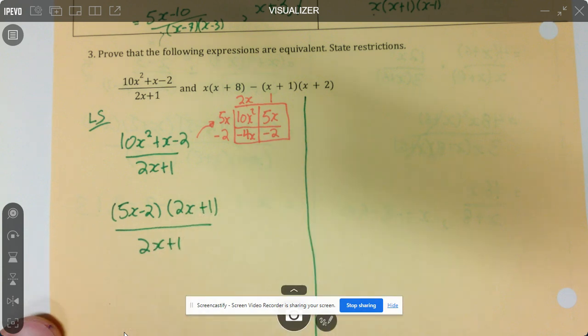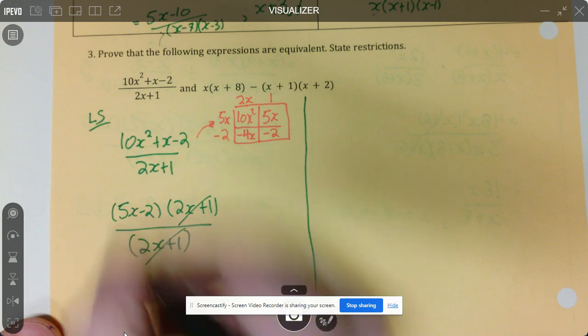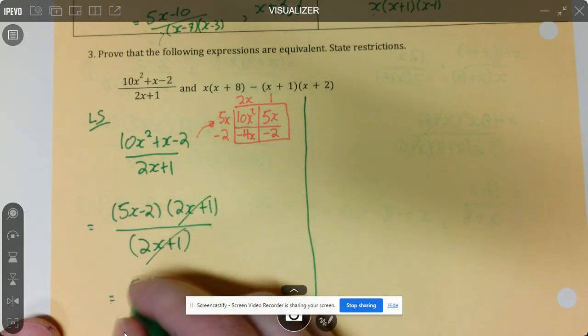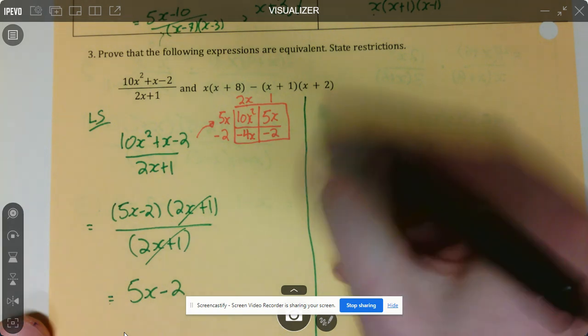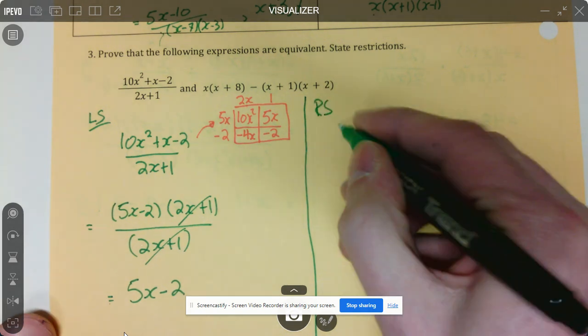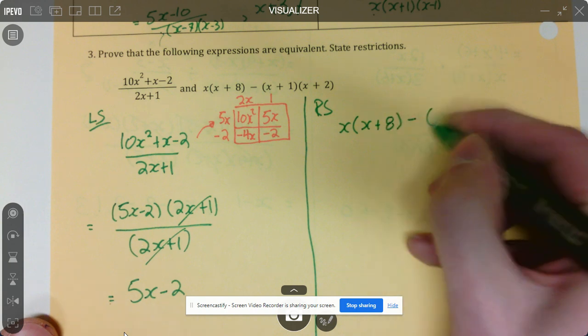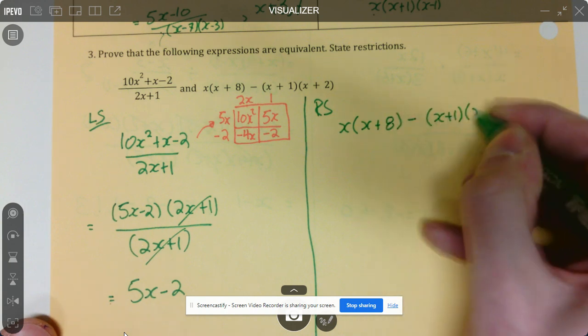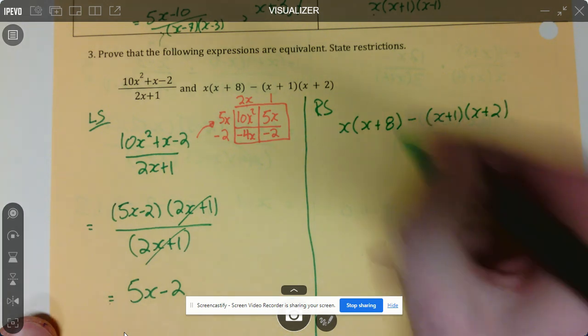There's nothing to factor on the denominator, but I notice again that I can cancel out any shared factors, and I'm left with 5x minus 2. So now we're going to look at the right side, and hopefully I can simplify it, so I'll just copy it down. And hopefully we'll end up in the same place of a 5x and a minus 2.